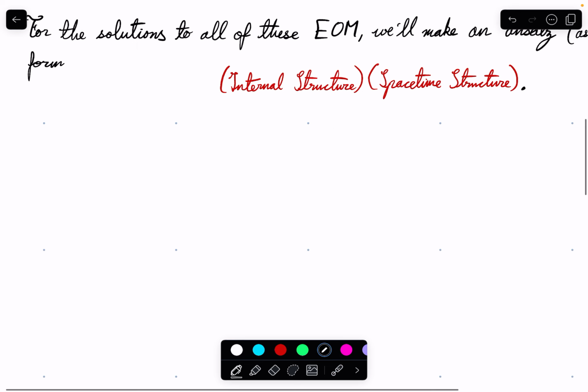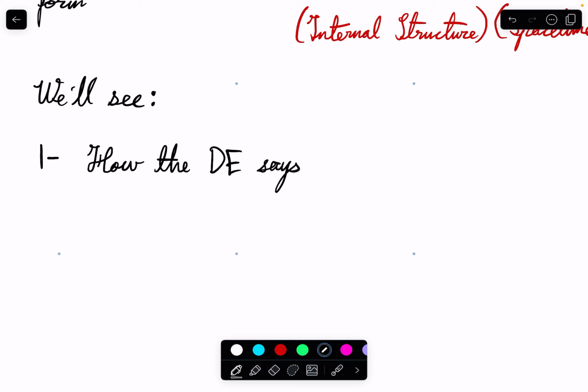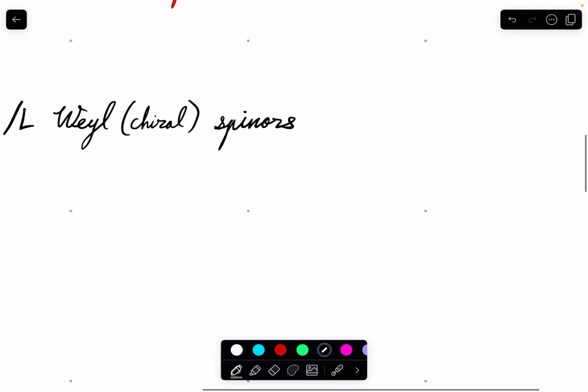So the things that we'll see: how the Dirac equation says that right and left Weyl spinors, which are also called chiral spinors, oscillate into each other, into one another.